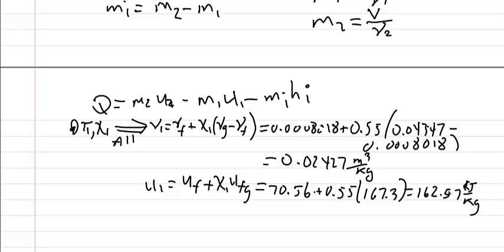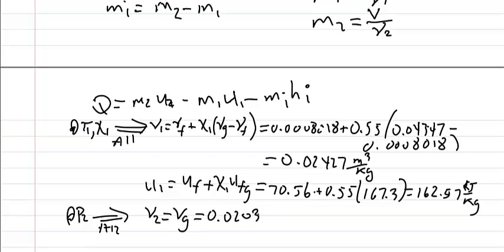Point 2 is a saturated vapor. So at P2, we'll go into table A12, and the specific volume, V2, is just Vg at this particular pressure. So that's 0.02033 cubic meters per kilogram. And additionally, U2 is equal to Ug, so that's 250.71 kilojoules per kilogram.